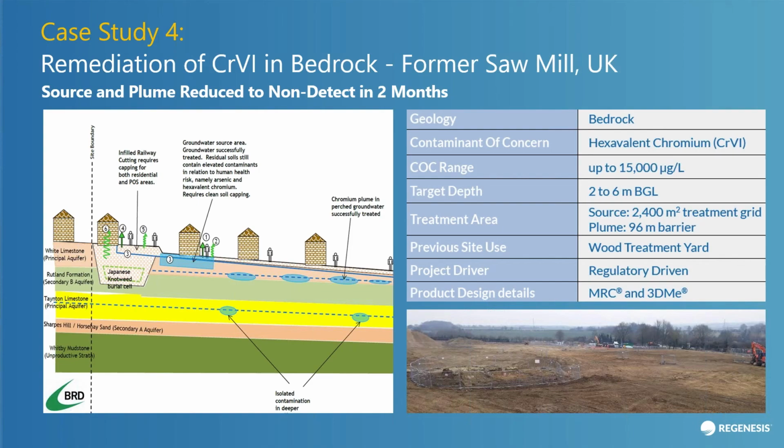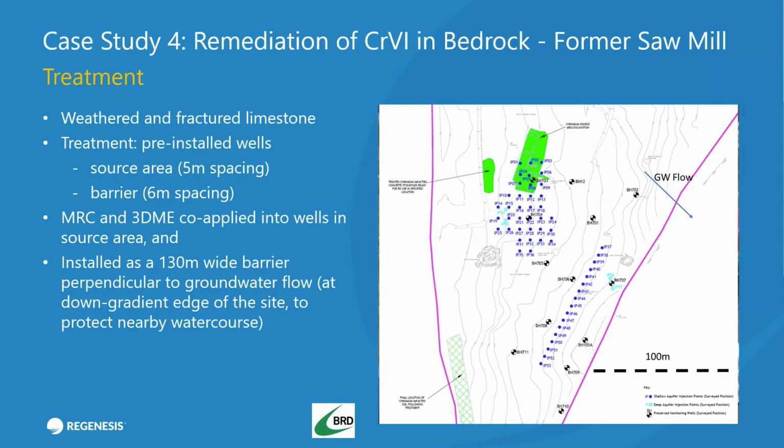Finally, then, I am aware that we're running over time a little bit. Chromium-6. So this is a site that we did with BRD Environmental. It was a former sawmill where there was extensive Chrome-6 contamination up to 15 milligrams per litre on the site. Here we had weathered and fractured limestone.